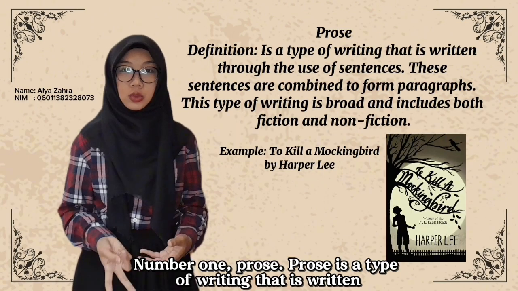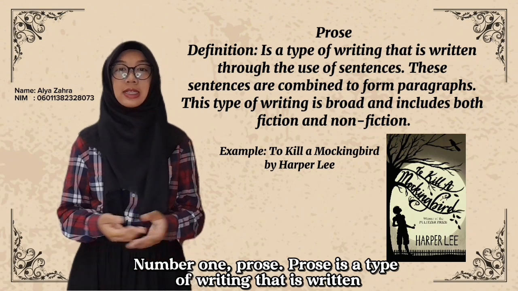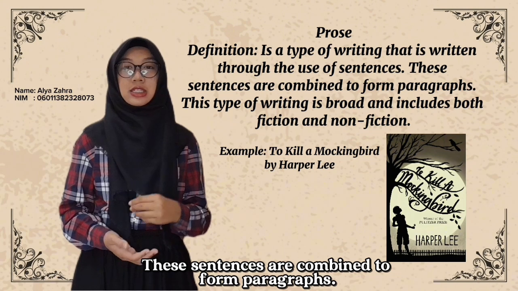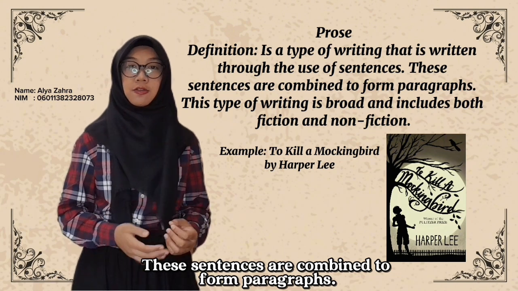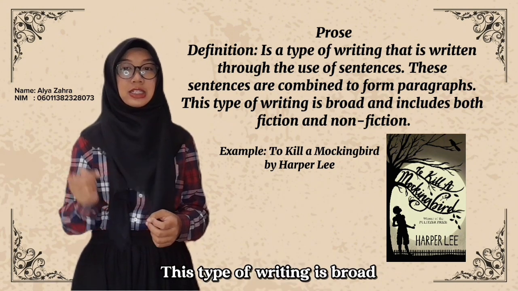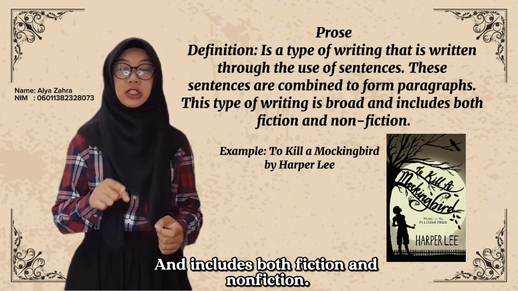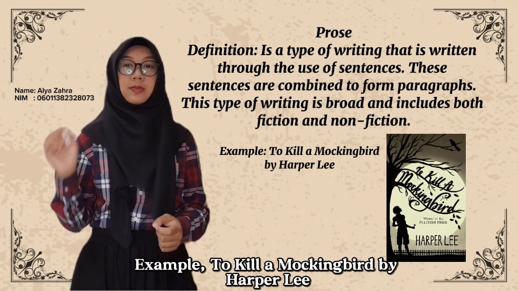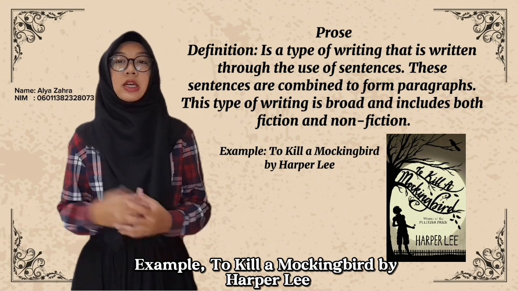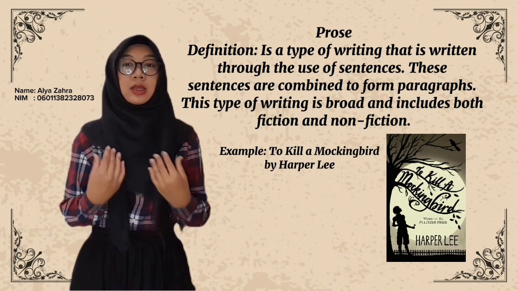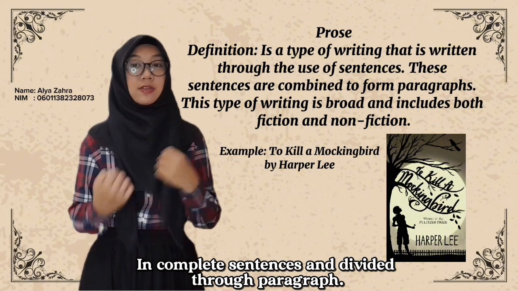Number 1. Prose. Prose is a type of writing that is written through the use of sentences. These sentences are combined to form paragraphs. This type of writing is broad and includes both fiction and non-fiction. Example: To Kill a Mockingbird by Harper Lee is an example of fictional prose. It is written in complete sentences and divided through paragraphs.